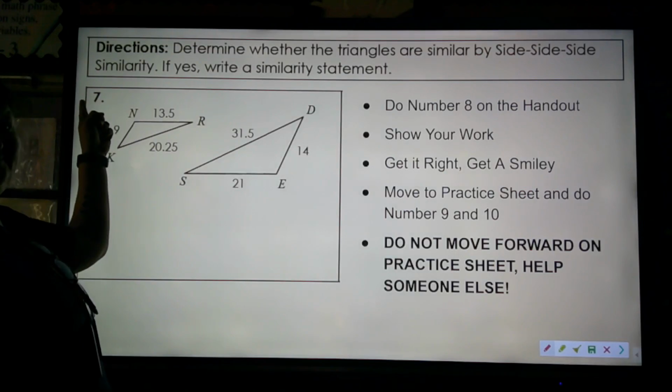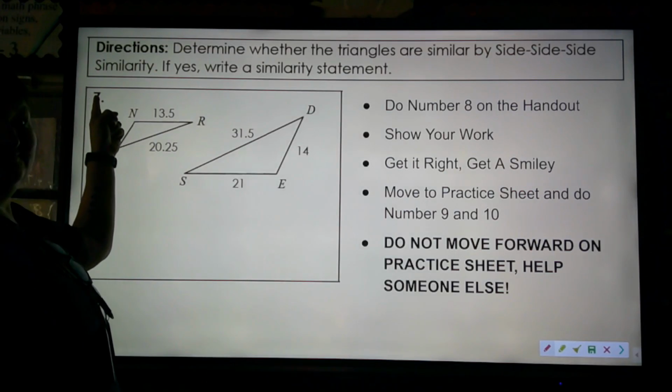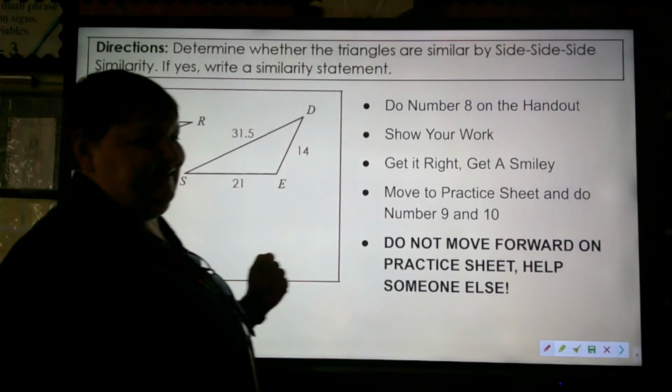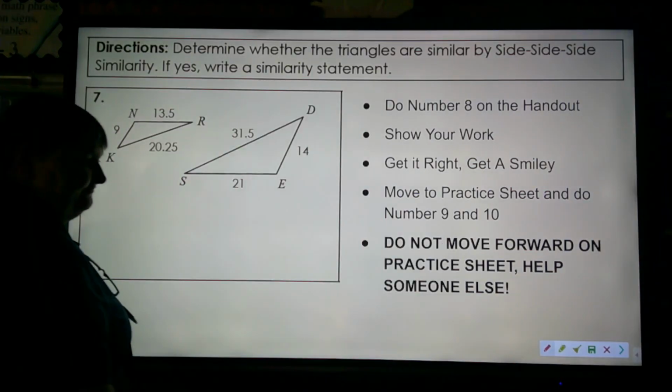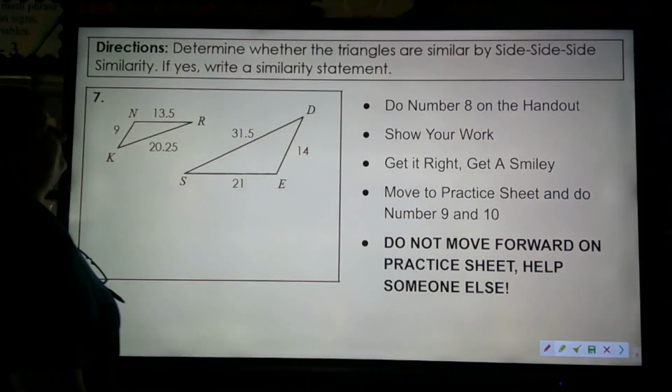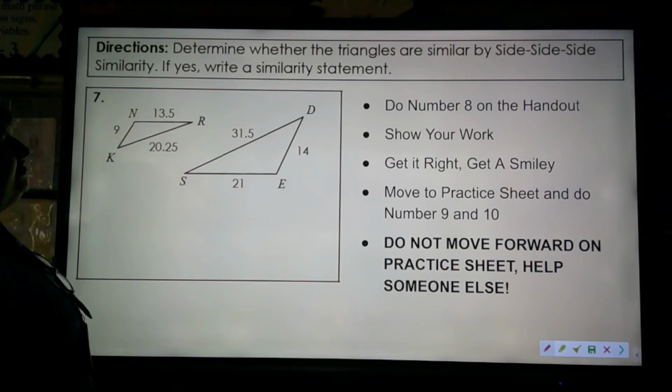Ask for number 7. All right, welcome back. On number 7, we're going to do it again. The directions say determine whether the triangles are similar by side, side, side. It literally tells you side, side, side.